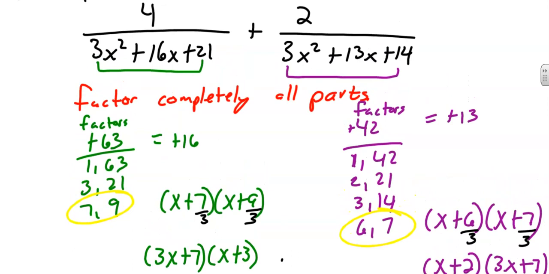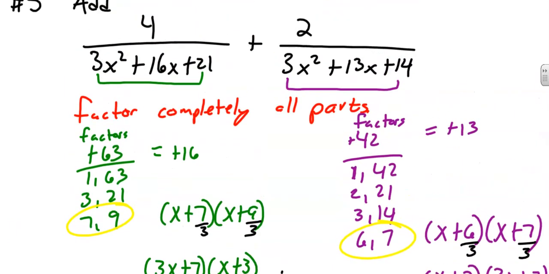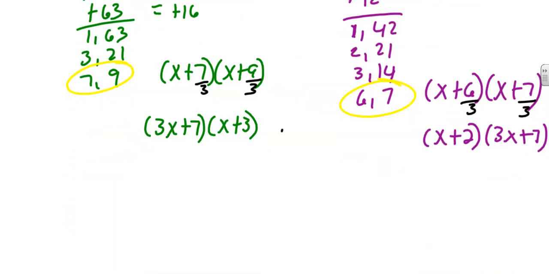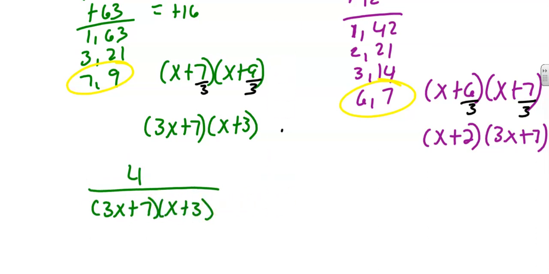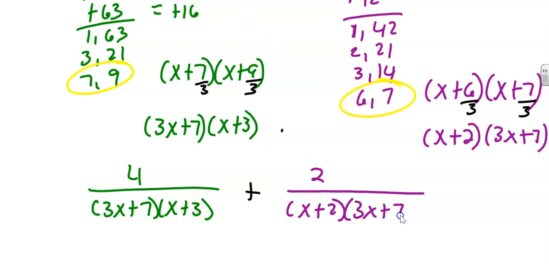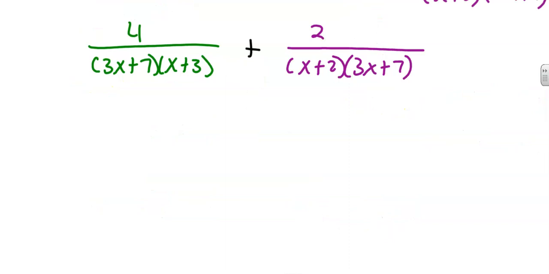Okay, so what we're going to do is go back and rewrite both of these fractions so that they're in factored form, just so we can see the layout of it here. So rewriting both of those two original problems in factored form, we've got 4 over 3x plus 7 and x plus 3, 2 over x plus 2 and 3x plus 7.